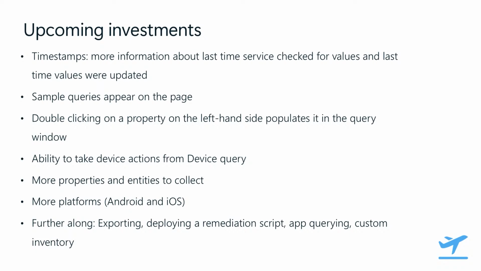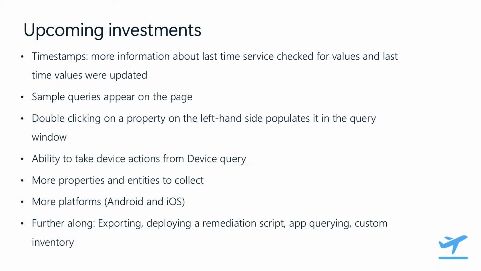For MDQ, timestamps is a big one we're working on. So like I've said previously, being able to see information based off of how fresh the data is on an entity level, as opposed to the last seen date time on the device, which is the most obvious way to see data freshness now. Sample queries appearing on the page, I mentioned this earlier, this is when you can click on a card and some of those sample queries that you saw earlier automatically populate in the console. We're also working on the ability to double-click on a property on the left-hand side to populate it in the query window and to take actions from device query, like a rename or log collection in full.